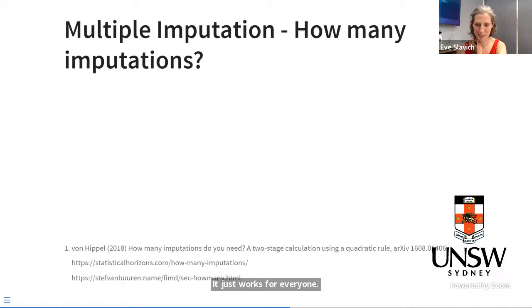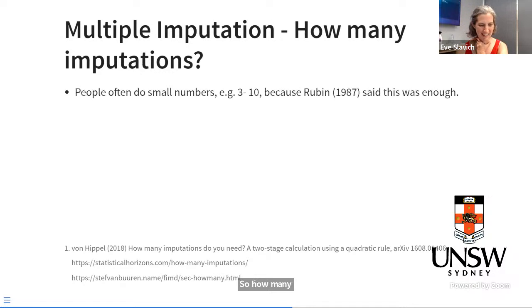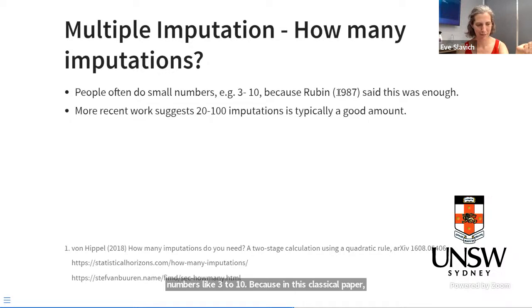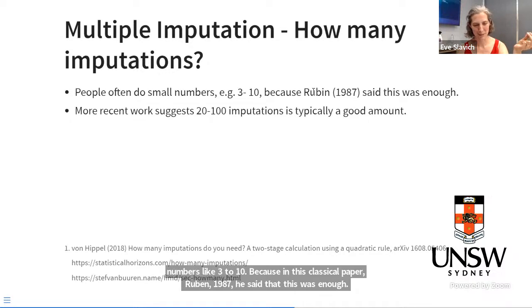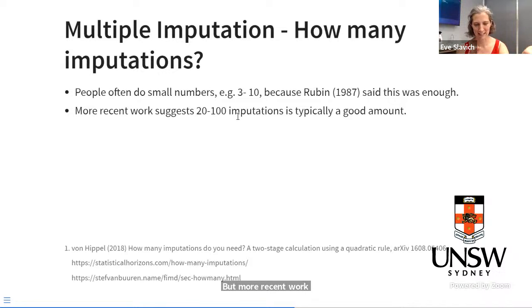So how many imputations? People do often do small numbers like 3 to 10 because in this classical paper, Rubin 1987, he said that this was enough. But more recent work does suggest that more imputations is a good amount. 3 to 10 doesn't seem like a lot to get a good estimate of the variance of the pooled estimate.